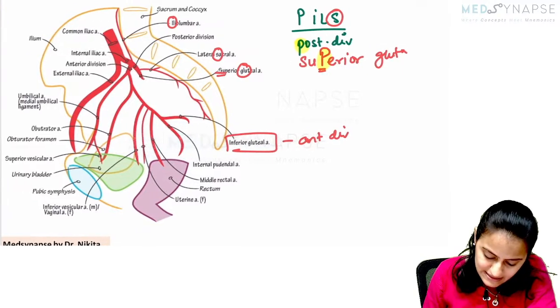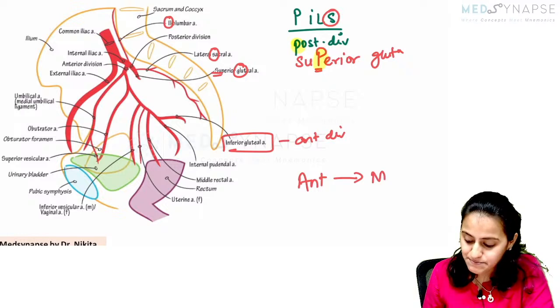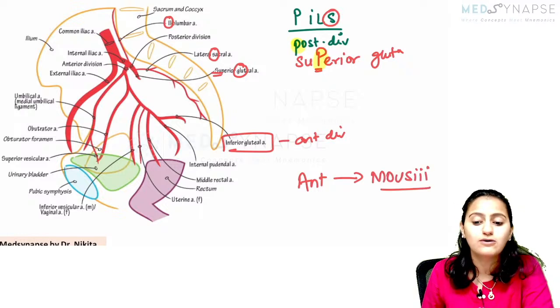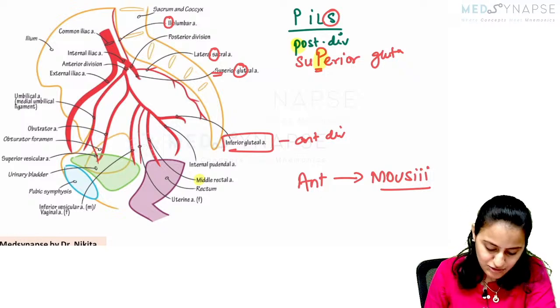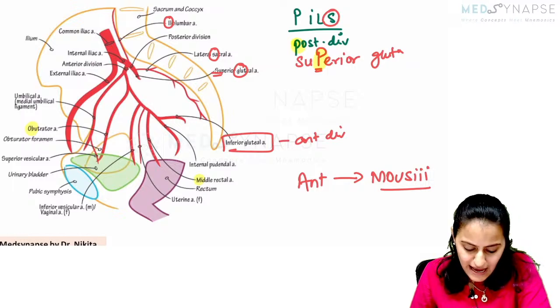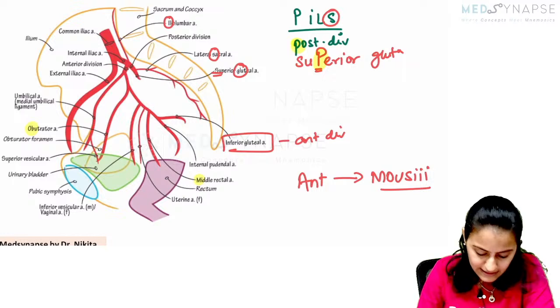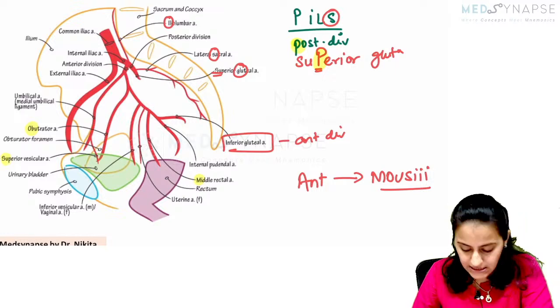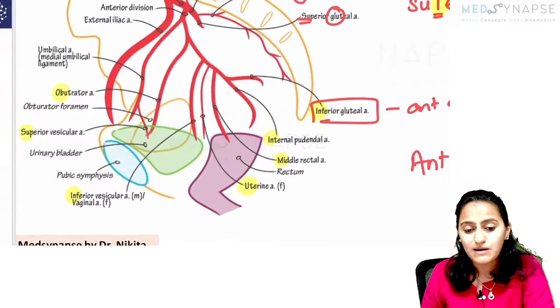Coming to the anterior division, the mnemonic for the anterior division is ants and mouse. Okay, ants and mouse, we write it as MOUSY. What is the M here? It is the middle rectal artery. O for obturator artery. Then you have the uterine artery. S is the superior vesical artery. I is inferior vesical, then internal pudendal and inferior gluteal. That is what MOUSY is.